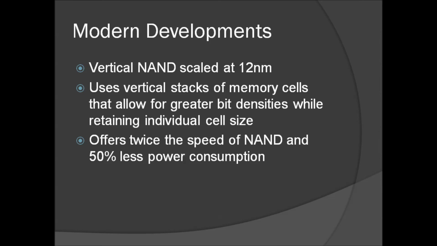Some notable modern developments are the invention of vertical NAND gate structures and 12 nanometer size architecture. Vertical NAND is created by stacking the gates physically vertical. This allows for higher bit densities per unit area while not needing to decrease the individual cell size. This technology offers nearly twice the speed of traditional NAND layouts and up to 50% less power consumption.